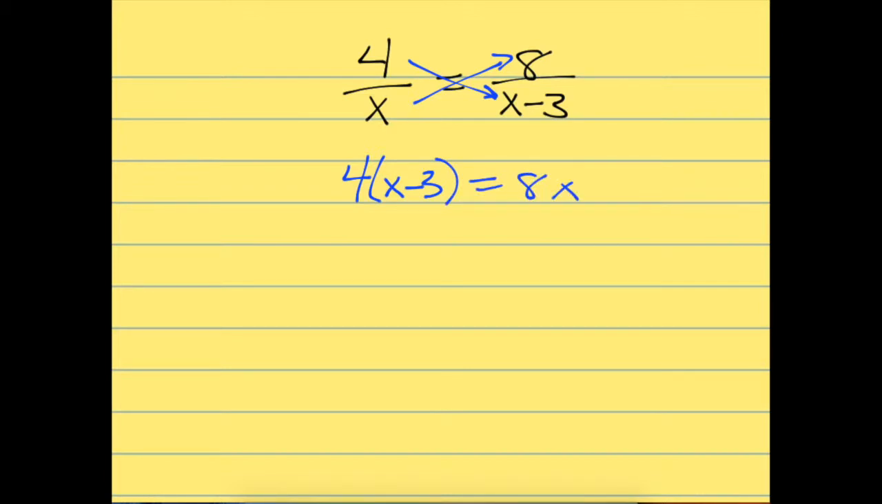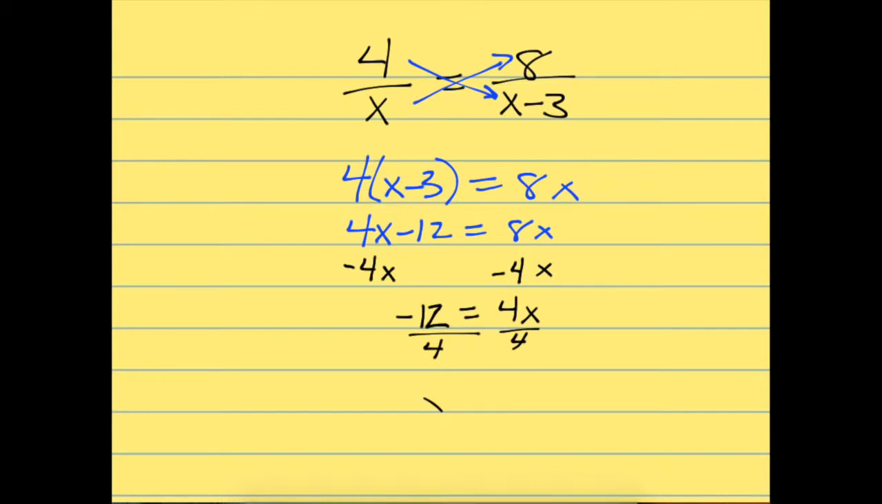So we'd have 4x minus 12 equals 8x. And we follow our normal steps of algebra. Subtract 4x from both sides. Gives us negative 12 equals 4x. Dividing by 4 gives us x equals negative 3. Be sure to check your answer to make sure that it's right.